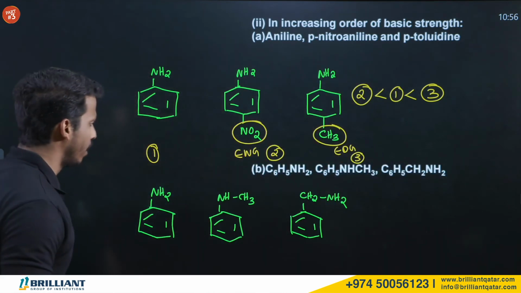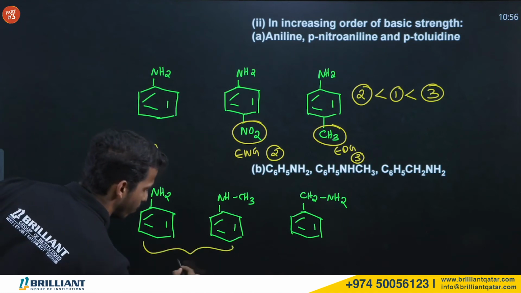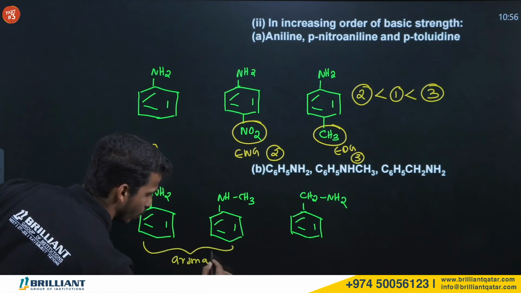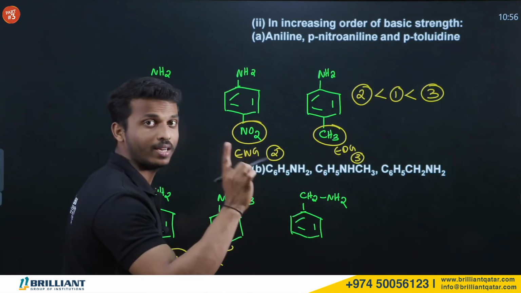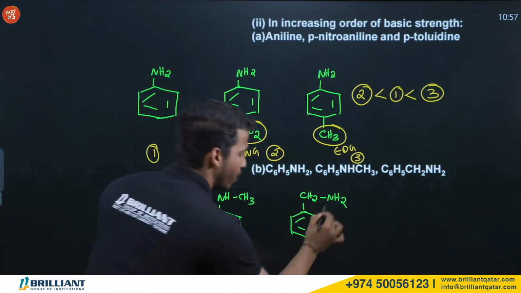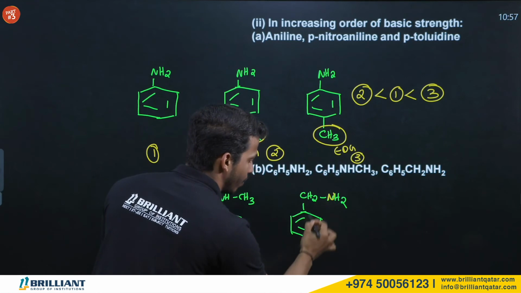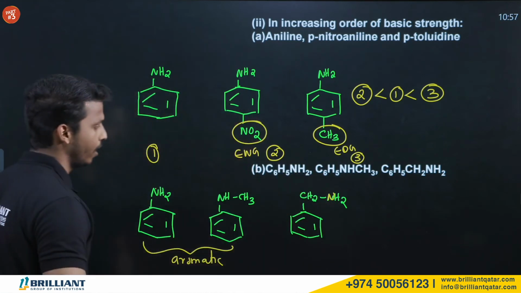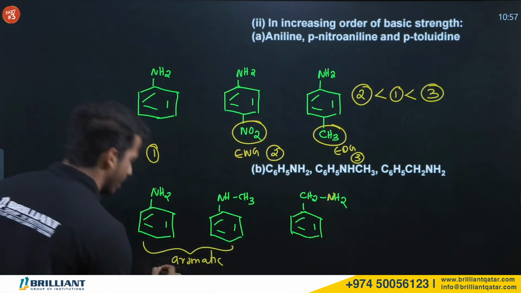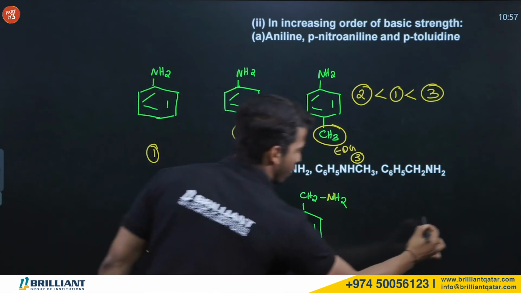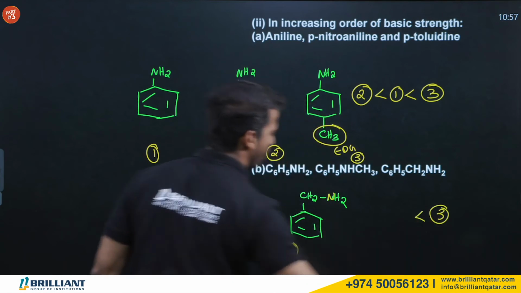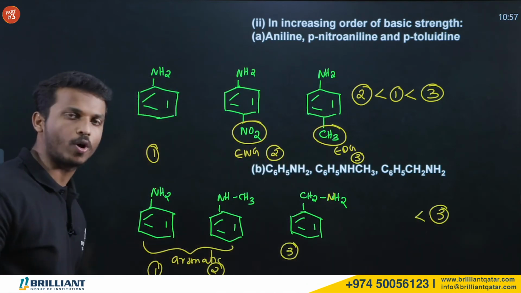What about here? Dear student, these two compounds are aromatic, yes or no? Because the nitrogen is directly on the benzene ring. But this is not aromatic, this is an alkyl one, aliphatic one, because nitrogen is not directly connected to benzene, it is connected to an alkyl part. So which is more basic in this sense? There is no doubt. The third one is more basic. Alkyl amine.